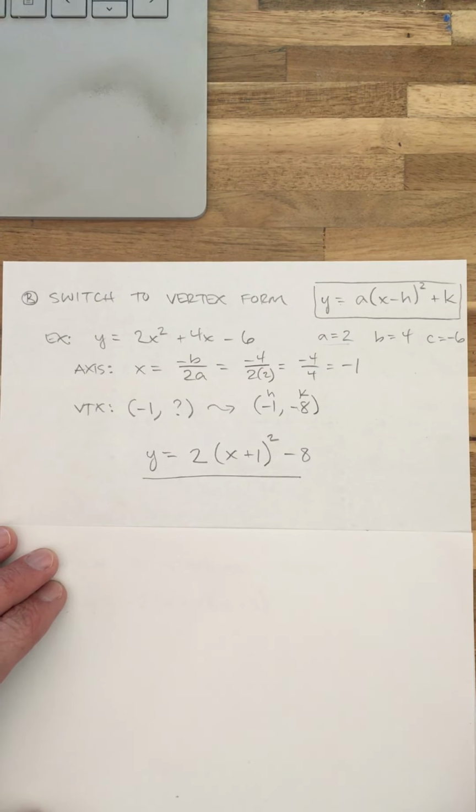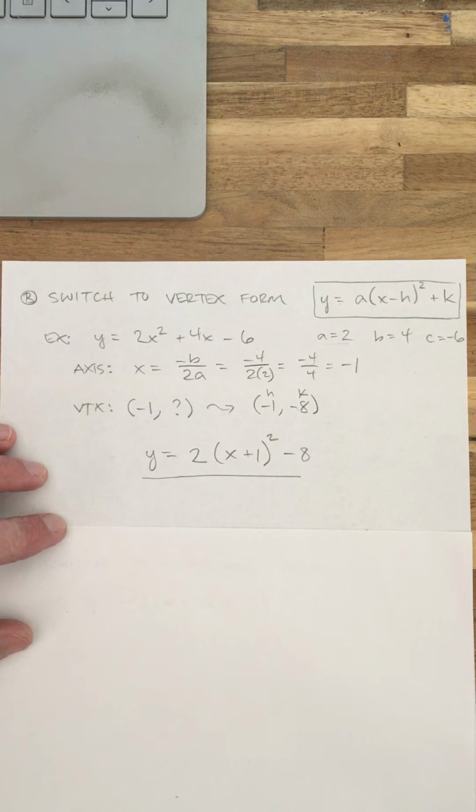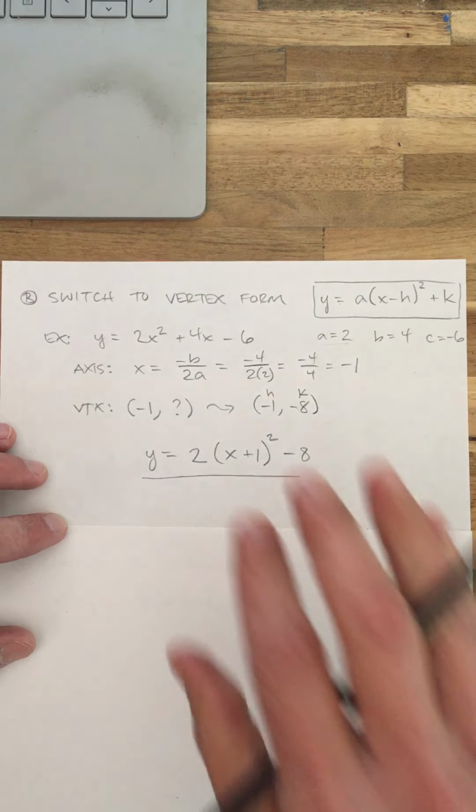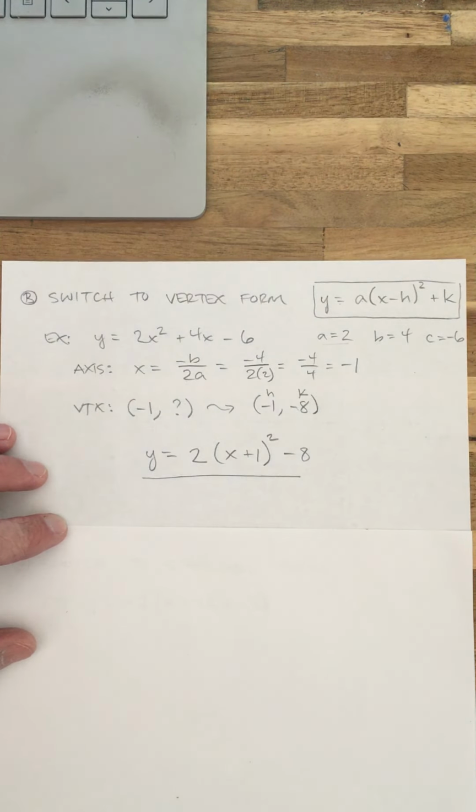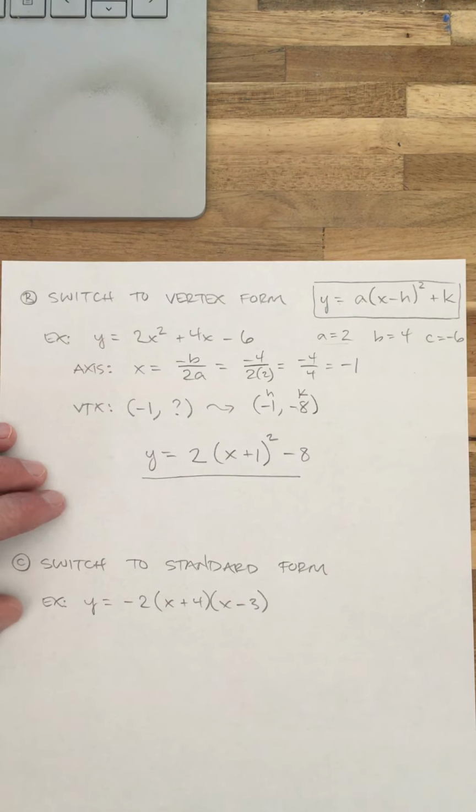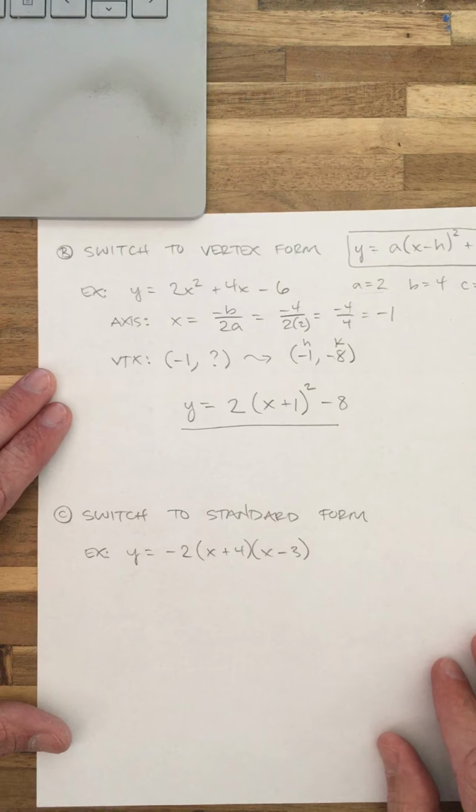Okay, that's how you're going to switch it. That's one way to switch it. There's another way, but it's using something we haven't used in a while called completing the square. But we're gonna do it this way for now. I think it's the most direct. Okay? All right, and finally, I have one more example to show you.